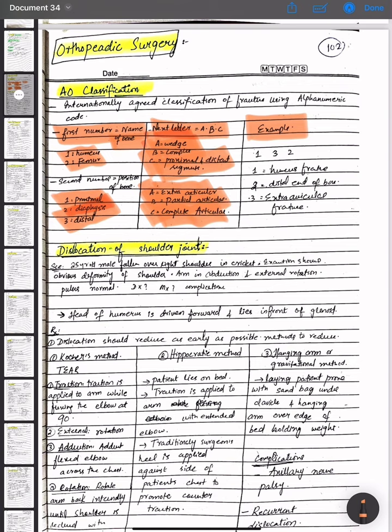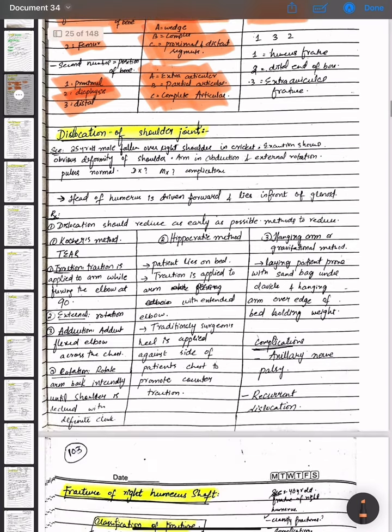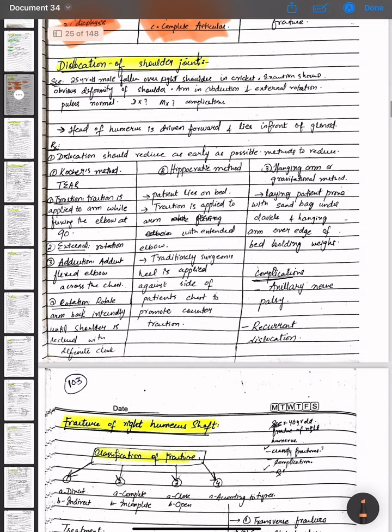Okay, now coming towards the dislocation of the shoulder joint. We have a scenario that there is a 25-year-old male who fell over his right shoulder in cricket. Examination shows obvious deformity of the shoulder, arm in abduction and external rotation, and pulses are normal. What is the diagnosis? What is the management? And what are the complications?